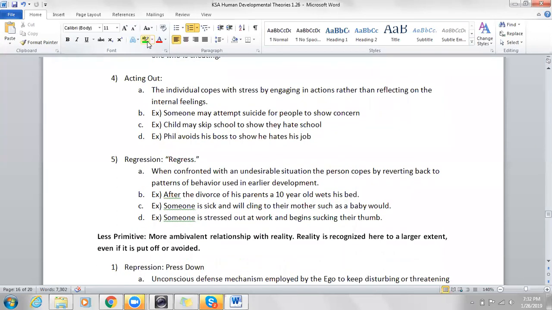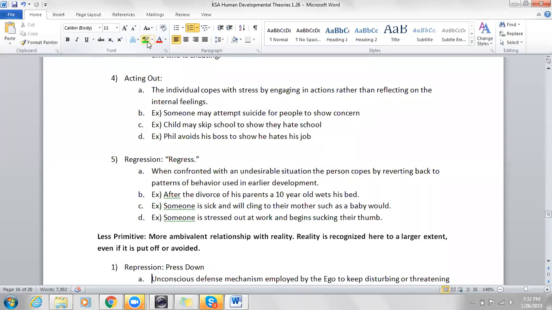Regression, think of regress. We are going back to something different that we didn't really entirely envision or know. So what does that look like? We are confronted with an undesirable situation and we cope by reverting back to old behaviors in earlier developmental stages.